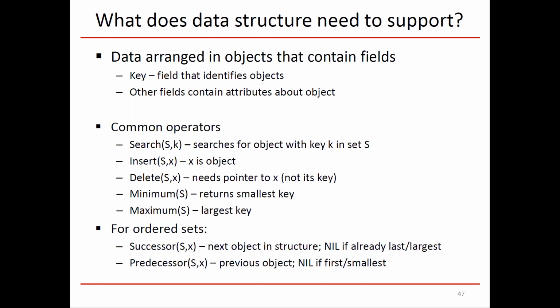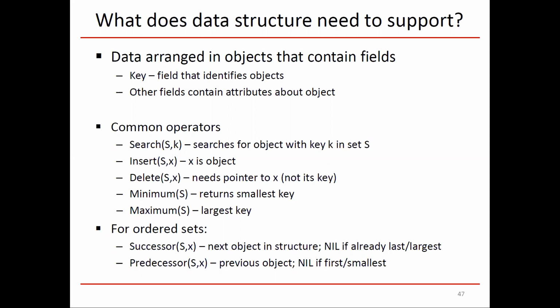What are some common operators? So we have a set, capital S, and the search operator means that we're searching for an object whose key is K. Remember that the key is the special field that identifies the object. Now, what if we want to insert an object into a list or into our data structure more generally? A list is a type of data structure. So X is going to be a pointer to our object, and we're going to be given this pointer, or possibly the object itself, and we'll be inserting it in the set S.